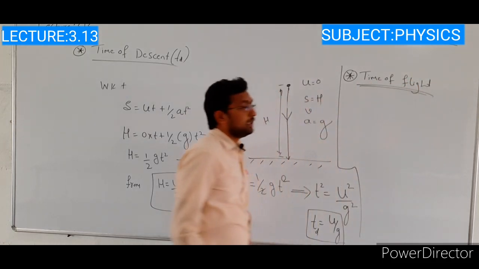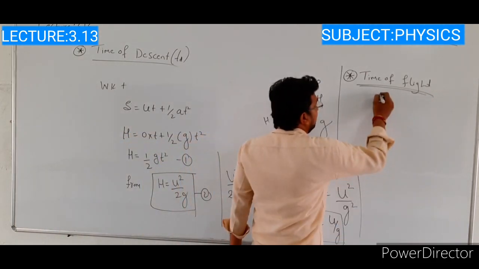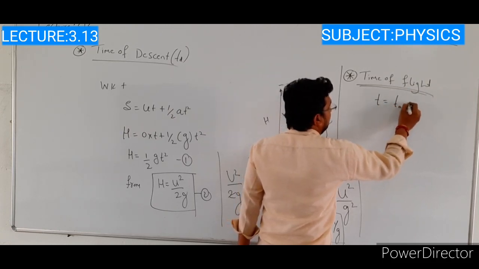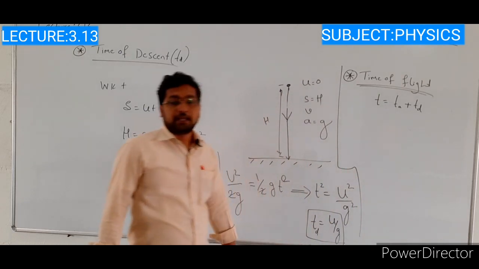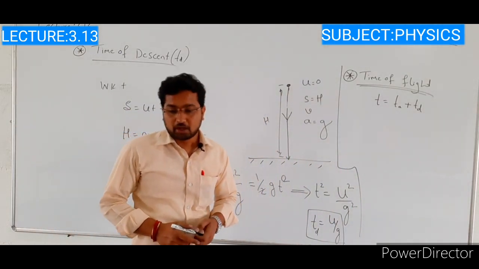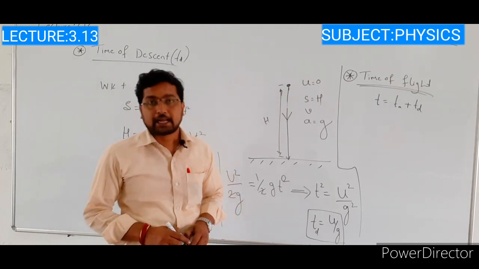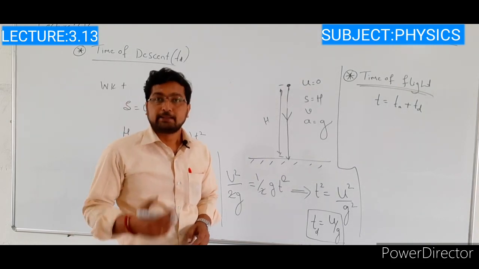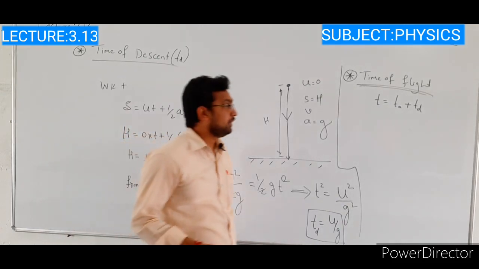Okay, the next one is time of flight. It is the sum of time of ascent and time of descent, or the time taken by the projectile to cover the entire trajectory. It is also known as the time of flight, or a simple definition is, it is the sum of time of ascent and the time of descent.